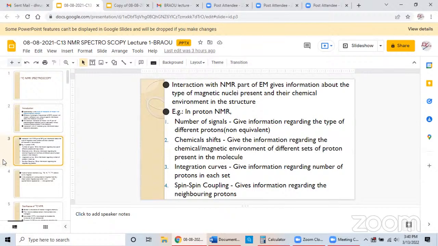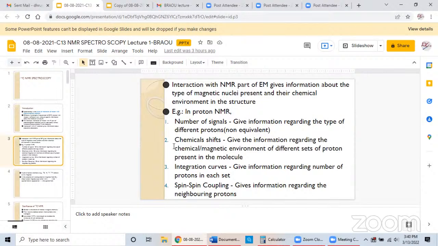I just revised them. So this is what I have mentioned. Interaction of the NMR part of electromagnetic radiation gives information about the type of magnetic nuclei present in the molecule, their chemical environment, and the structure. In proton NMR, I told you the number of signals gives information regarding the types of different, non-equivalent protons, and the position of the chemical shift will give you the information regarding the chemical and magnetic environment of different sets of protons present in the molecule.